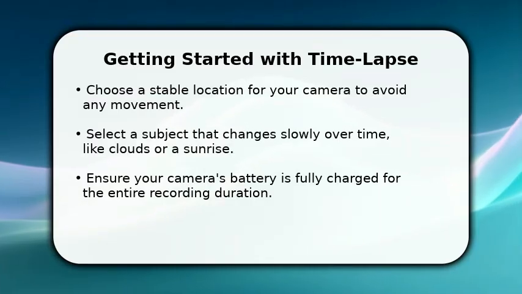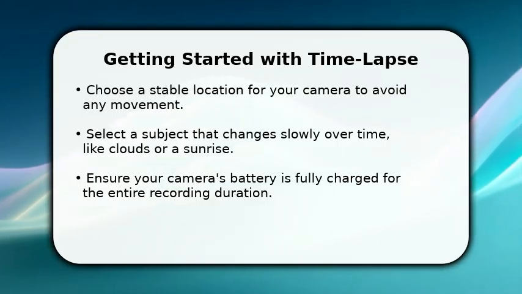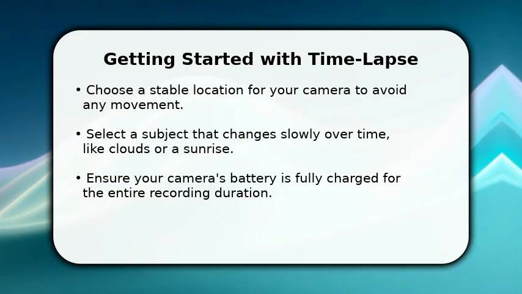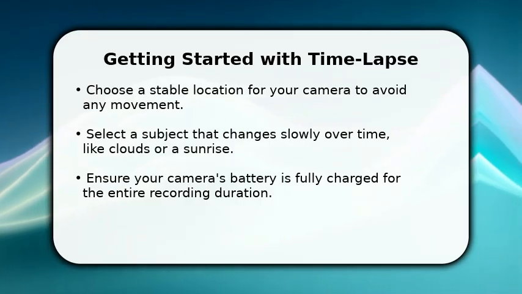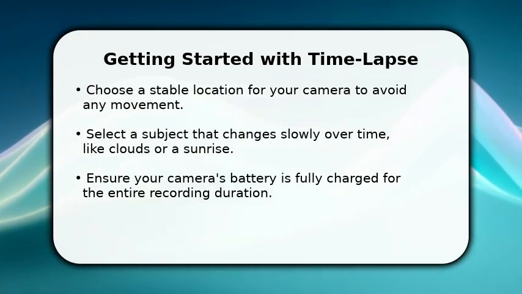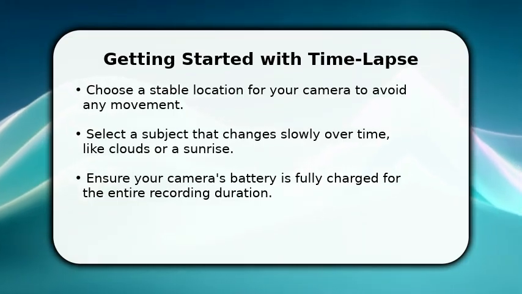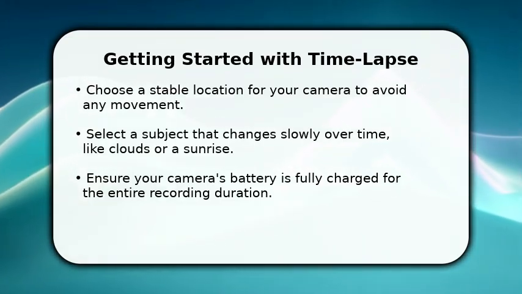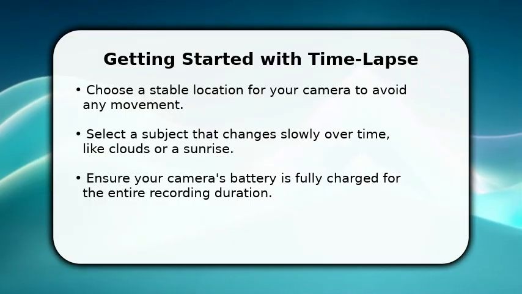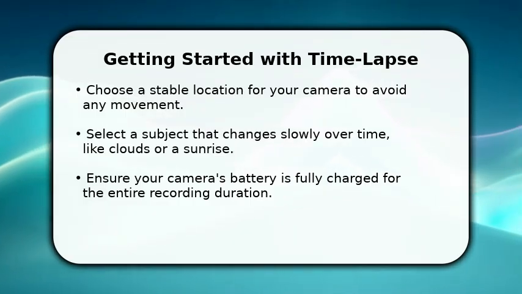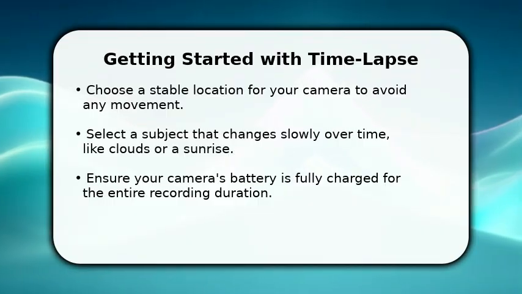In this video, I will explain how to make time-lapse video. First, find a sturdy tripod or surface to keep your camera perfectly still throughout the recording. Next, pick an interesting subject that evolves gradually, such as a blooming flower or a bustling city street. Remember, a time-lapse captures subtle changes over an extended period. Finally, make sure your camera's battery has enough power to last for several hours or even an entire day, depending on your project.